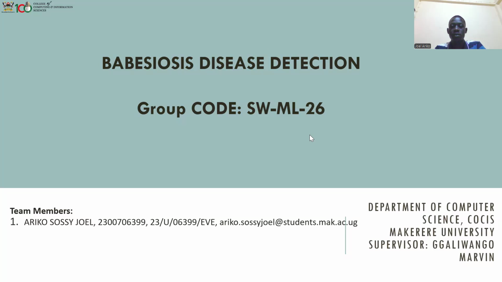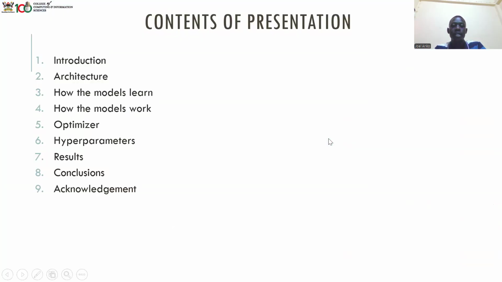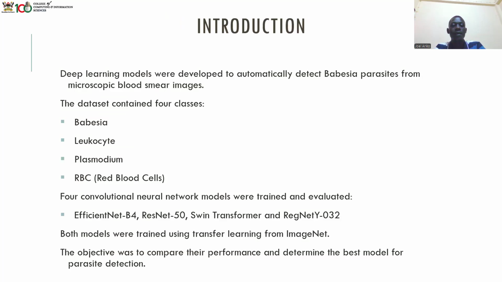Right. So the contents of this presentation: one, we have the introduction; two, architecture; then how the models learn, how they work, the optimizer, hyperparameters, results, conclusions, and acknowledgement. So the introduction: I developed four deep learning models that detect Babesia parasites from microscopy blood smear images. The dataset contains four classes.